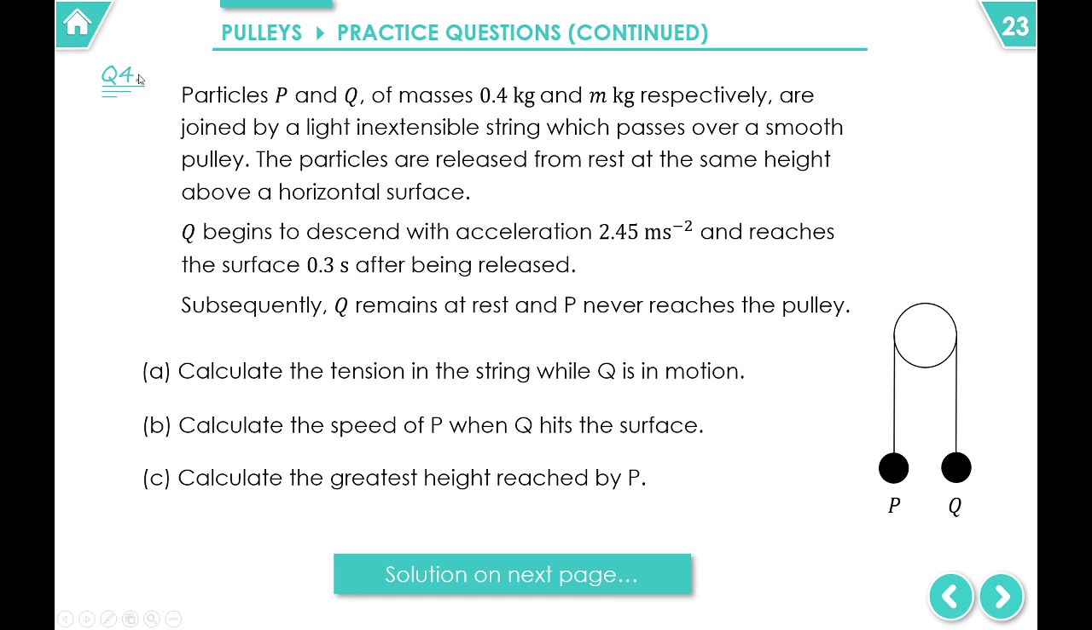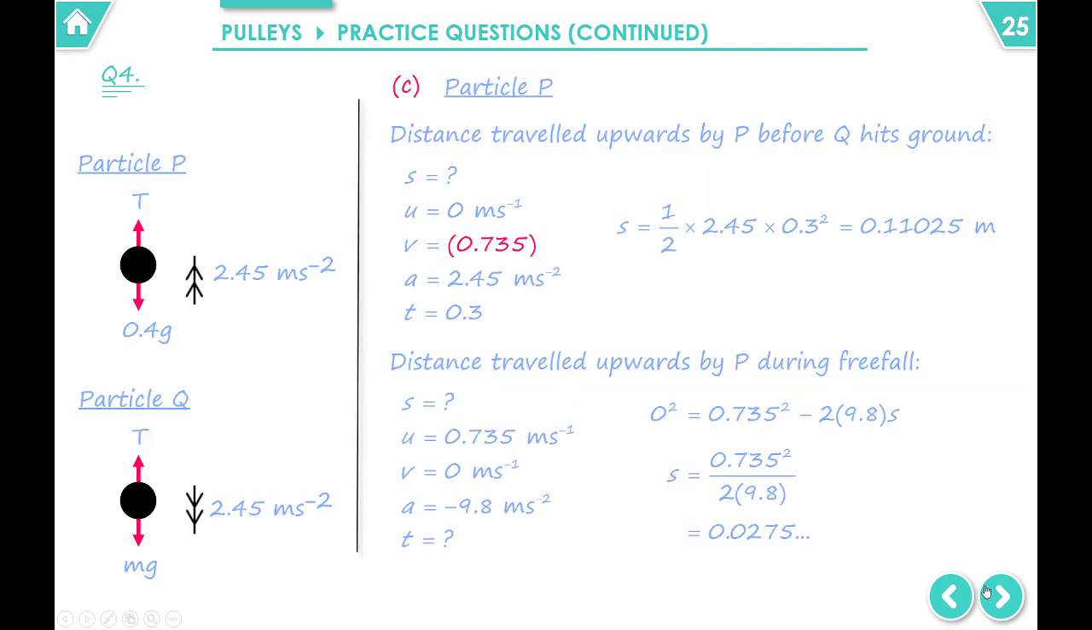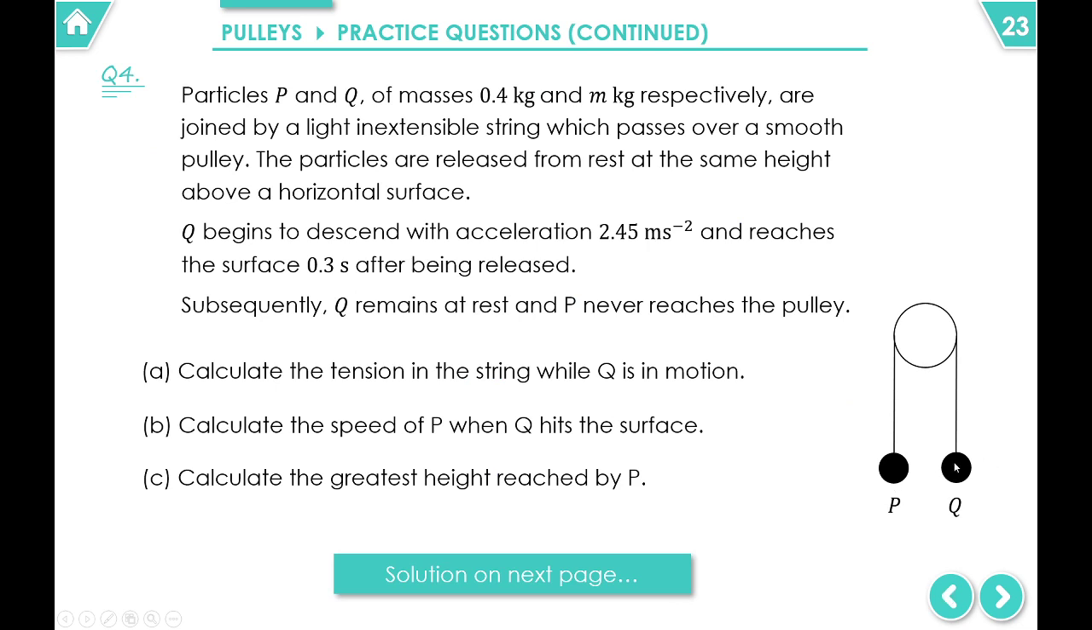Okay, I'm just going to go through the last part of question 4, so 4C. Calculate the greatest height reached by P. I'll just display the solution up here and talk through the different parts of it. In this first section here, we're looking at the distance travelled by P before Q hits the ground. Going back to the diagram, initially Q is going to move downwards and P is going to move upwards, and we can calculate the acceleration at that point using a force equation because there'll be constant tension in the string either side of the pulley.